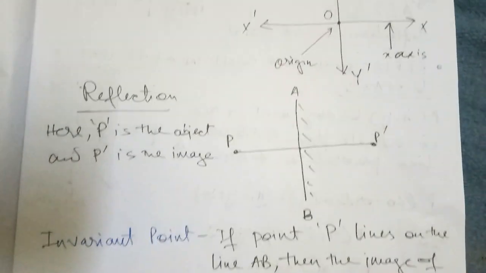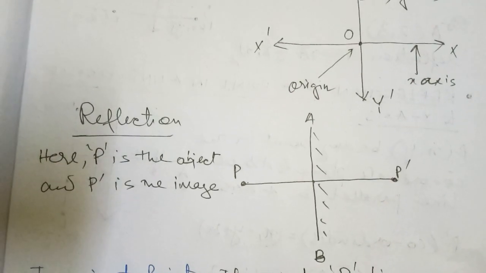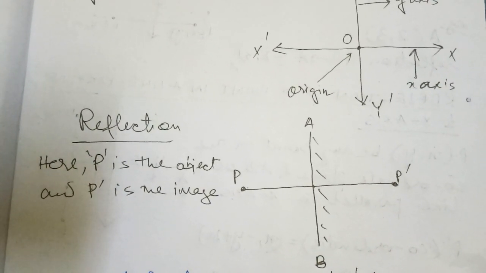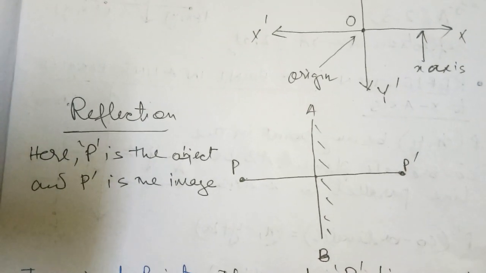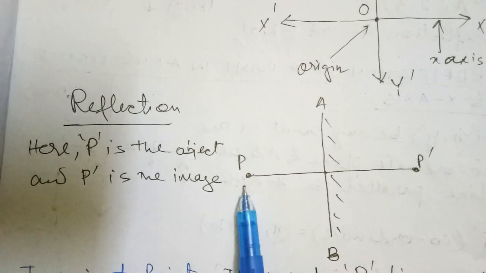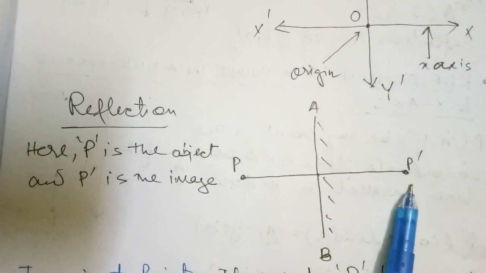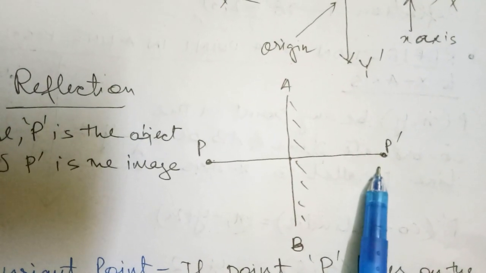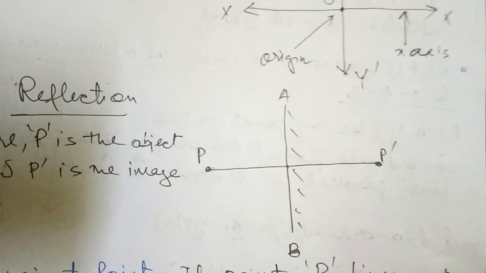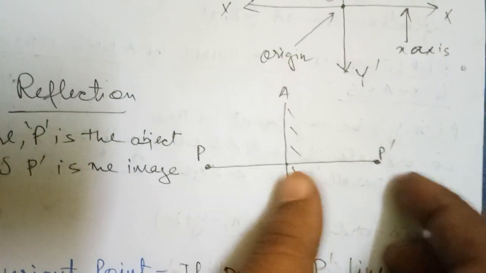You have done these things in physics also when you were doing the light chapter. There is a reflection. You will see the plane mirror. That means if the object is placed in front of the mirror, you will see that the image is formed inside the mirror. That is the term given here, P dash. Inside the mirror, that is a virtual image.